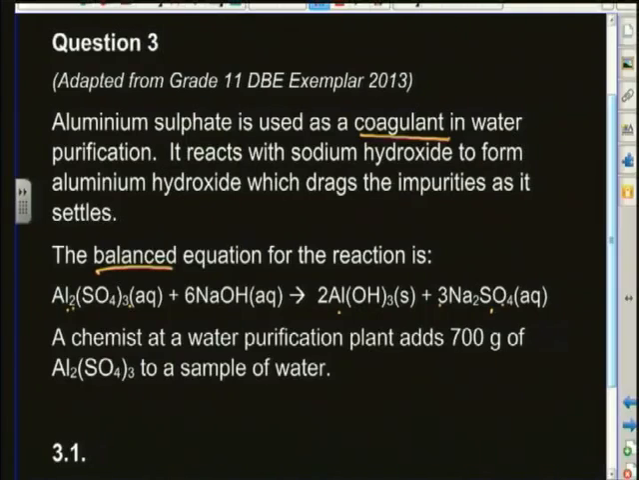It's definitely balanced. Now, a chemist at a water purification plant adds 700 grams of aluminium sulfate to a sample of water. Okay, let's see what he does.